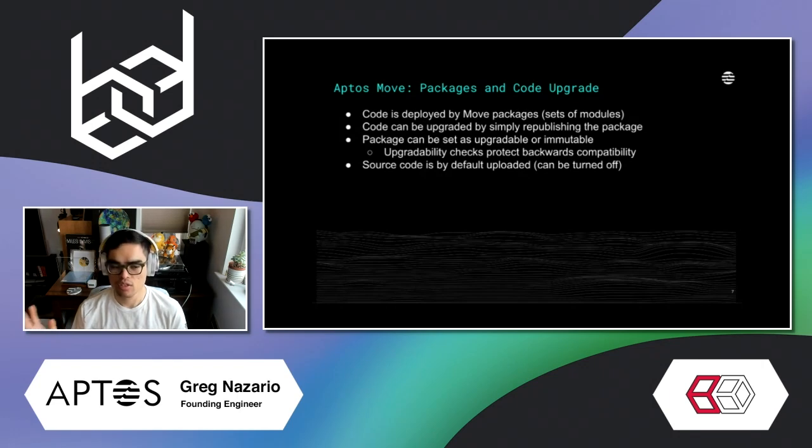Additionally, the source code is co-located with the code. So this makes it really easy for people to audit your code and make sure they know what's going on. And in the event that you don't want the source code up there, you can turn it off and it won't be uploaded with the code. That way, if you decide you don't want people to see all your really bad comments, they're no longer there.